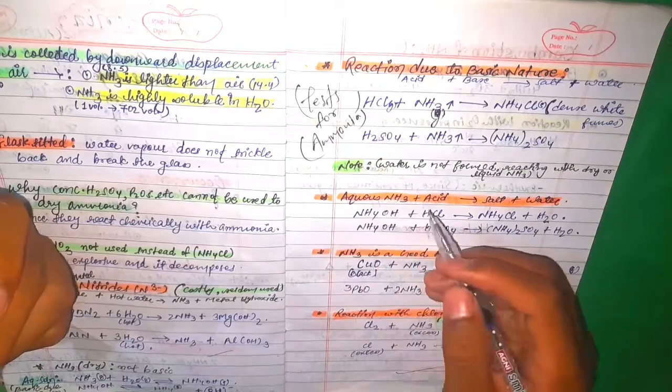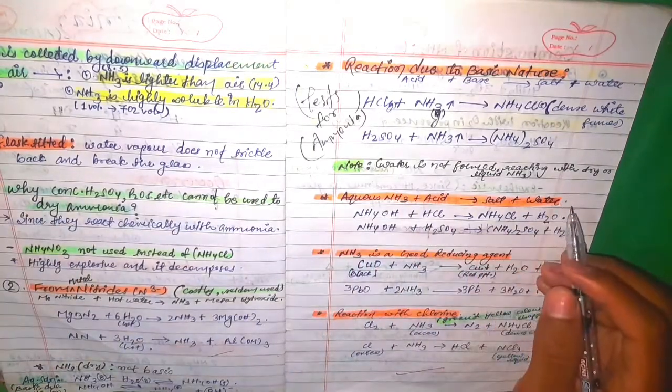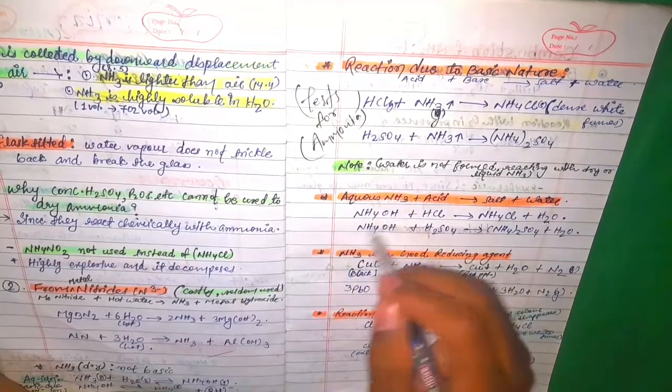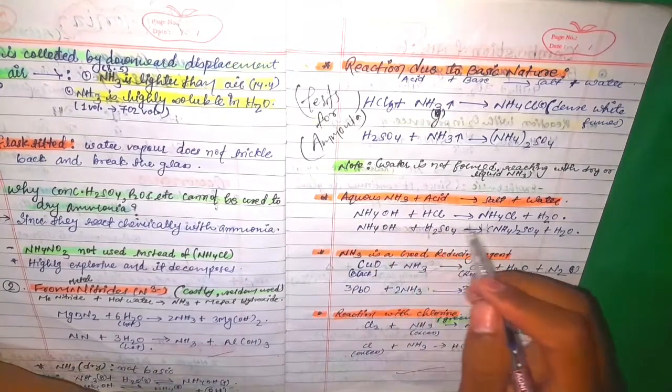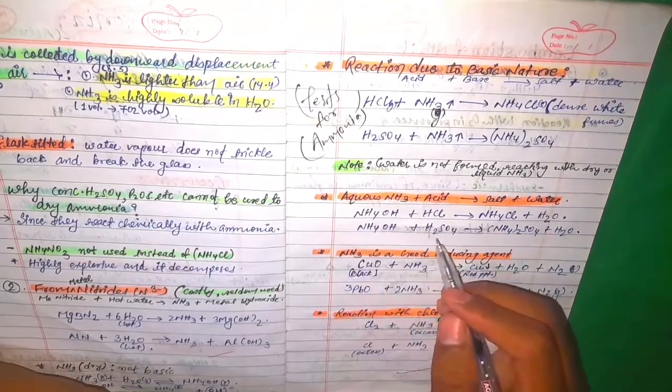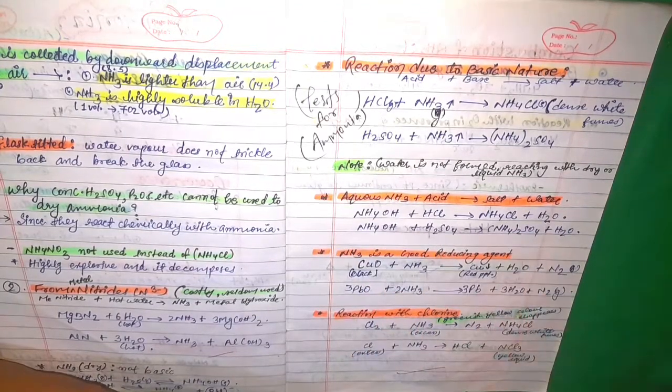Now aqueous ammonia plus acid will give salt plus water. Here, we have seen that ammonium hydroxide is the aqueous state of ammonia. NH4OH plus HCl will give ammonium chloride plus water. Here also ammonium hydroxide plus sulfuric acid will give ammonium sulfate plus water.